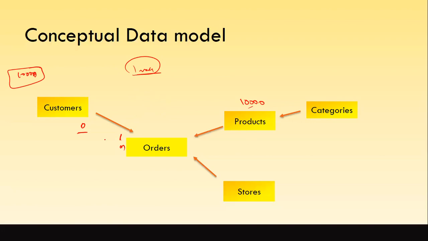Okay, the customer places zero or more orders. An order is placed by one or more customers, and again stores, right? Customers are ordering from different stores. For each store, at least one or more orders would have been raised. So these are the information you will know.